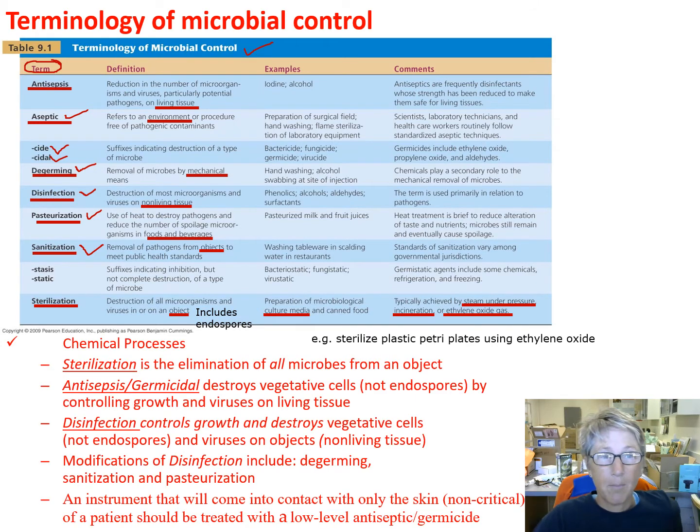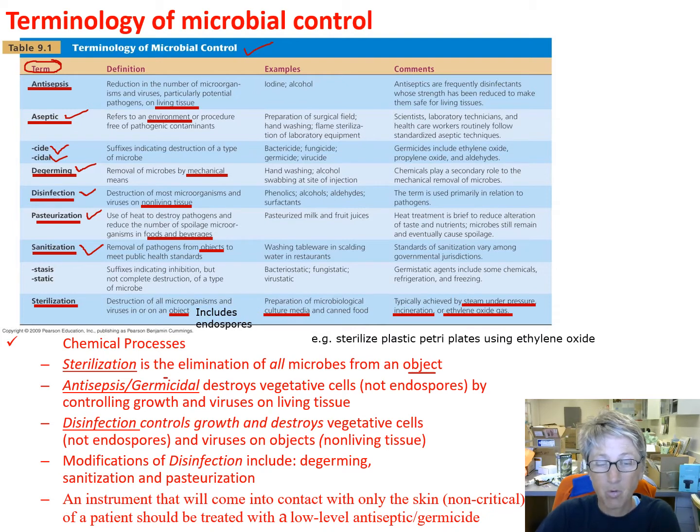So these are chemical processes in this table. And then I just give definitions that we went over. So sterilization is removal of microbes from an object. Antisepsis can also be called germicidal. So that means the same thing. Destroys vegetative cells and viruses on living tissue. So you use germicides or an antiseptic cream, for example, on living tissue.